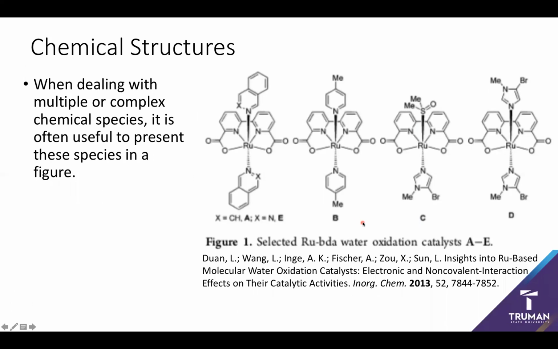So a lot of times we're going to be dealing with multiple chemical species, and some of these can actually be quite complex, where just providing a simple name might not give the reader enough information. So if you're dealing with a complex and not a kind of standard chemical species, I highly encourage you to provide the actual chemical structure to make it easier for the reader to follow.